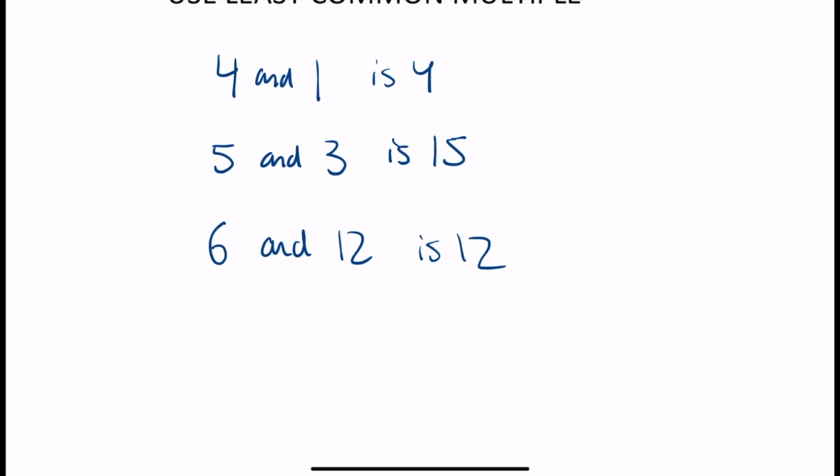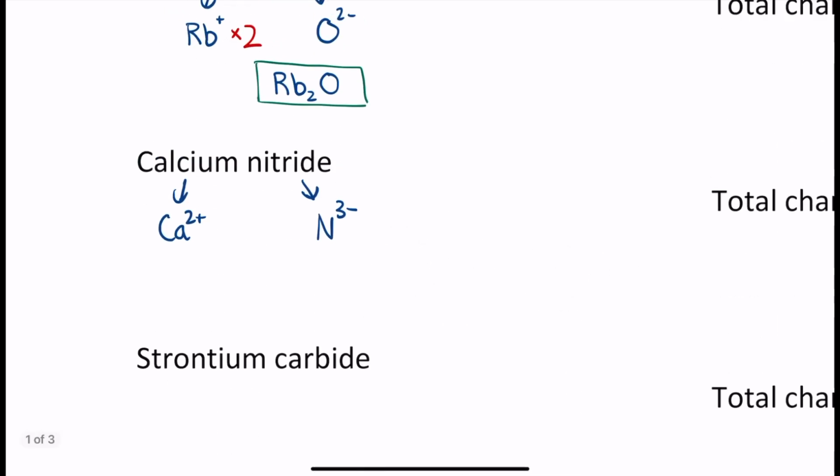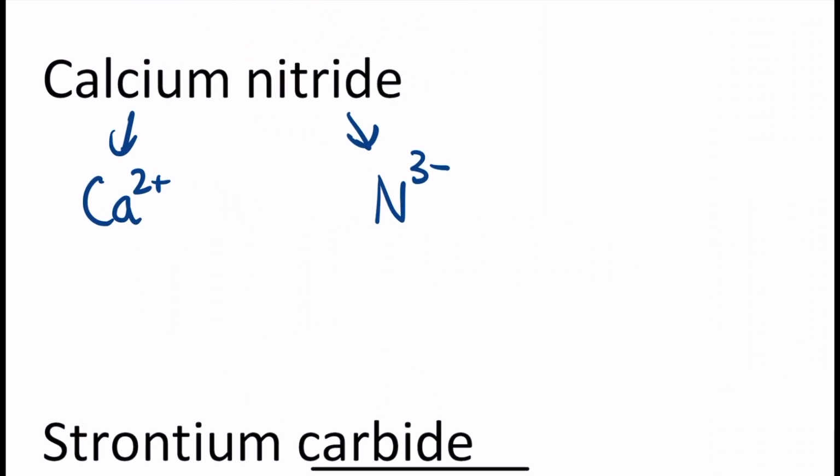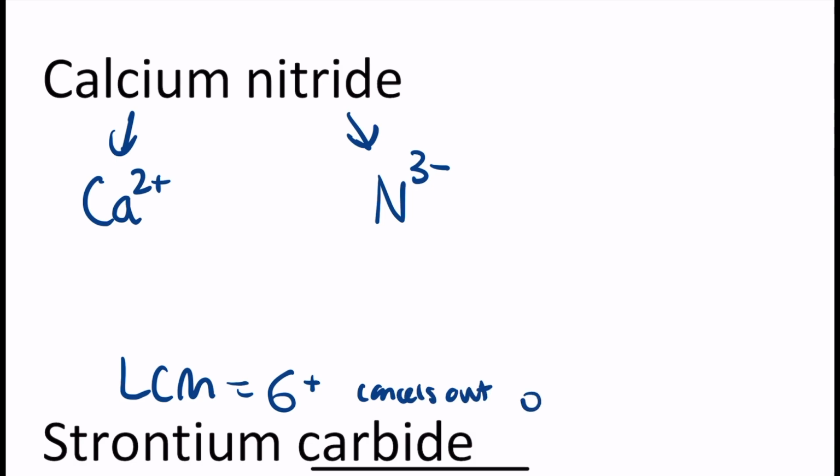And then for our example up there, what is the least common multiple between 2 and 3? Well, it would be 6, because 2 and 3 can't fit into each other, but 2 can fit into 6 3 times, and 3 can fit into 6 twice. So the least common multiple is 6. Why do we care about the least common multiple? Well, that means that overall, you're going to have a positive 6 charge canceling out a negative 6 charge, a 6 minus charge in these ions.